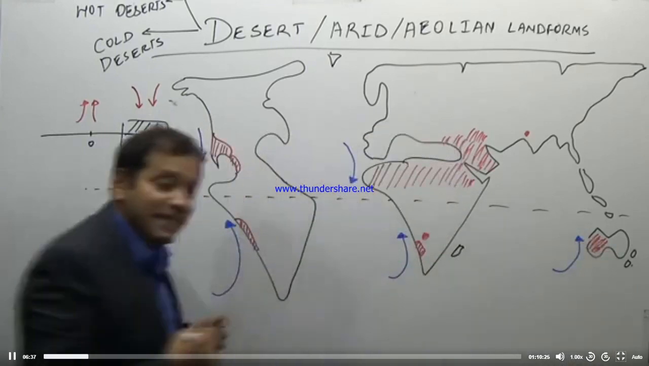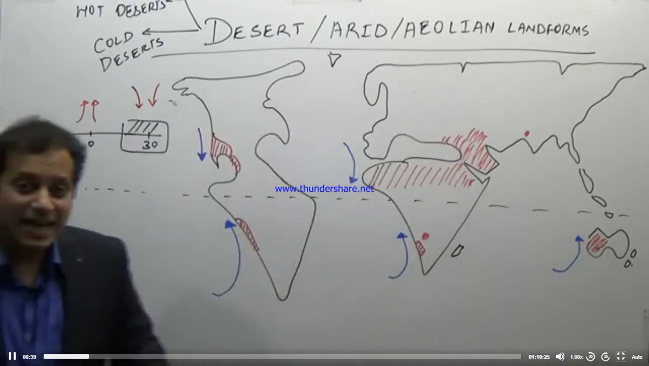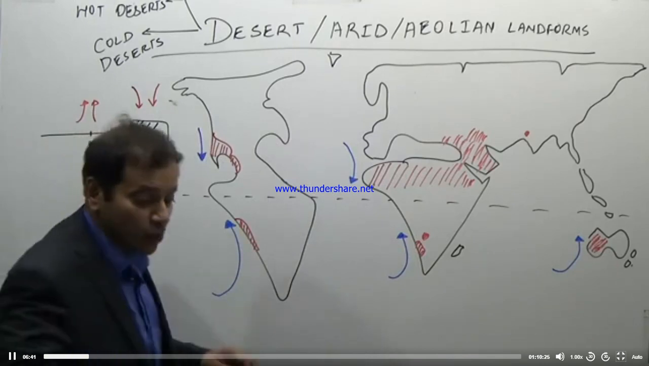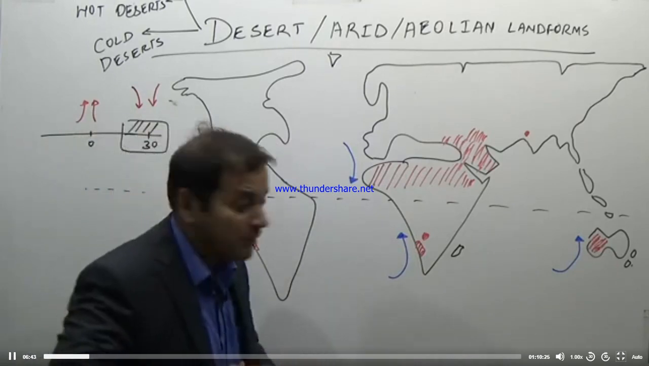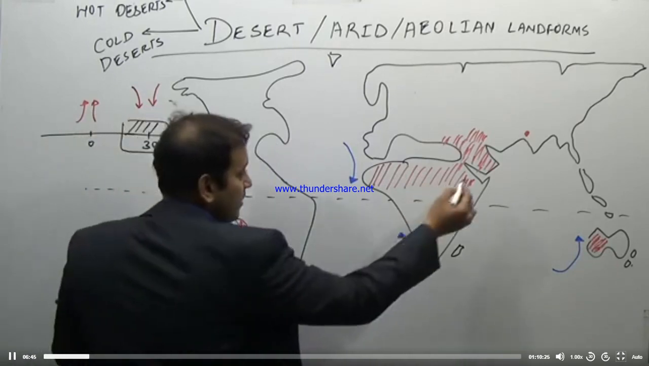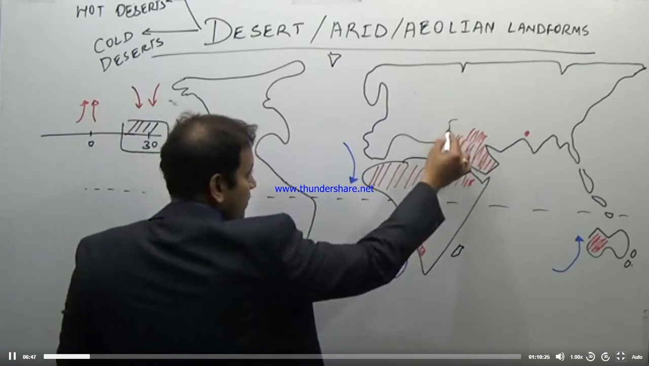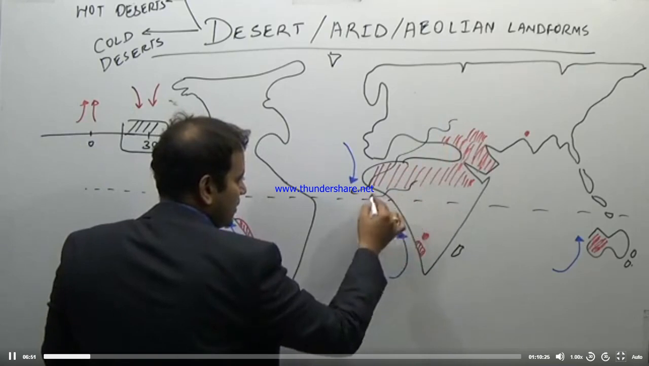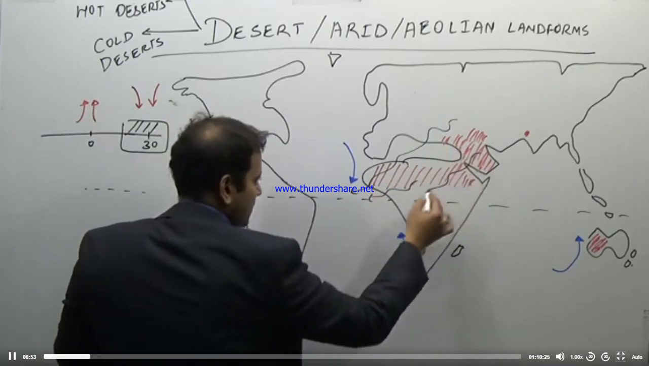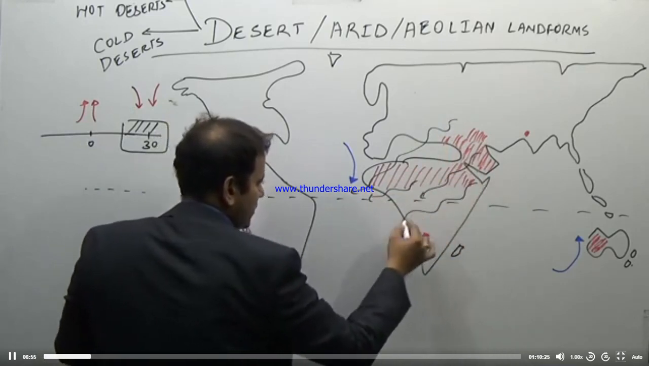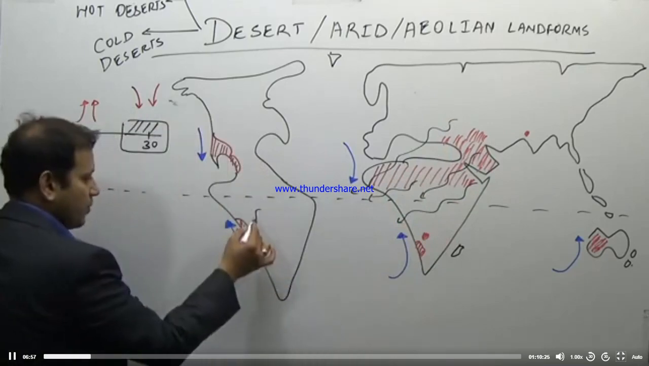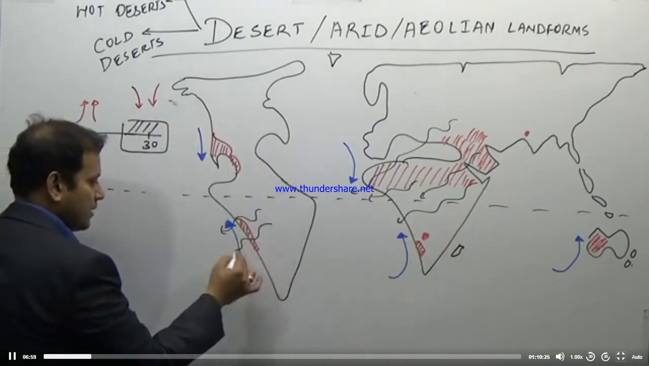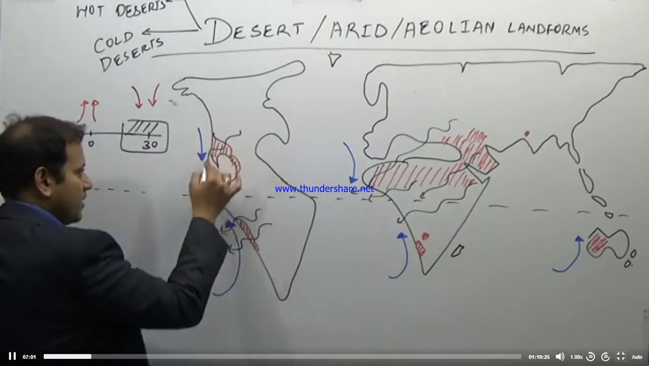When we study climatology, we will see that here the winds are blowing offshore. What do you mean by the winds blowing offshore? That means the wind blows from the continent towards the sea. So from the continents towards the ocean. So here the wind is blowing offshore.